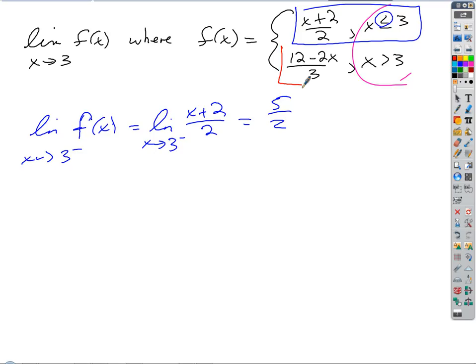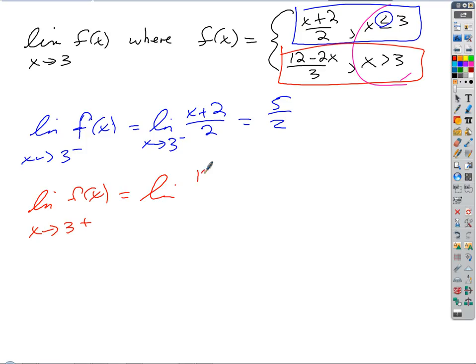So this is going to be the red piece of the function, right? Let's take that limit. From what direction will I be approaching 3 when I'm walking on this piece? From the right, okay? So I've got the limit of f of x as x approaches 3 from the right equals the limit of this function, (12 minus 2x) over 3 as x approaches 3 plus. So what am I going to get for that? I'm going to get 12 minus 6 over 3, so I get 2. Everybody agree? So what's the deal? They're not equal. So does the limit exist?